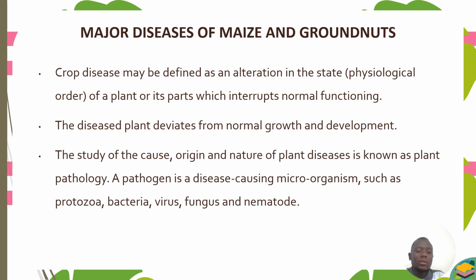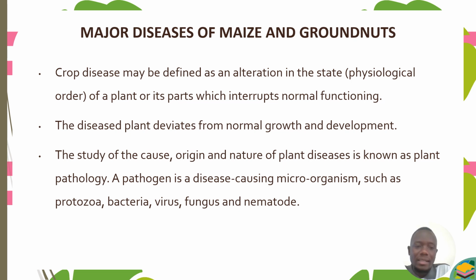So let's start by looking at the word disease. When we talk of disease, this may be defined as an alteration in the state of a plant or part which interrupts normal functioning. So if a plant is not attacked by disease, it functions normally. But the moment it has been attacked by disease, it changes its state of functioning, talk of physiological order, and it interrupts its normal functioning.